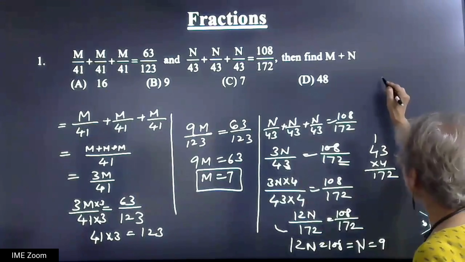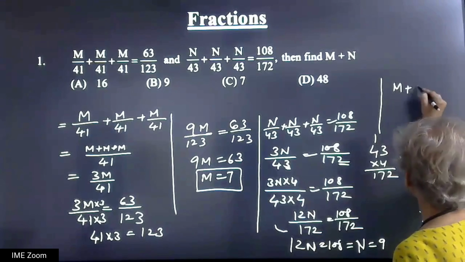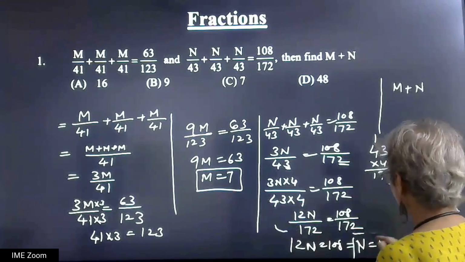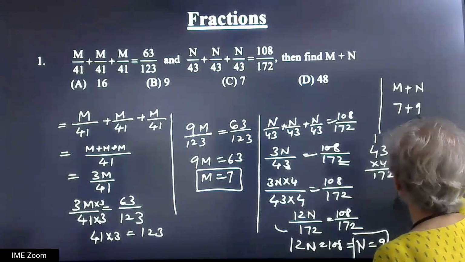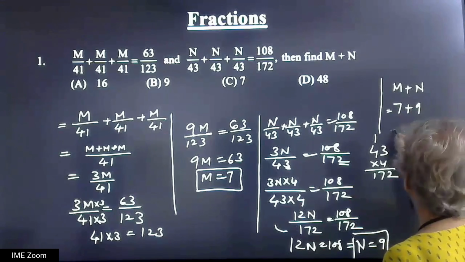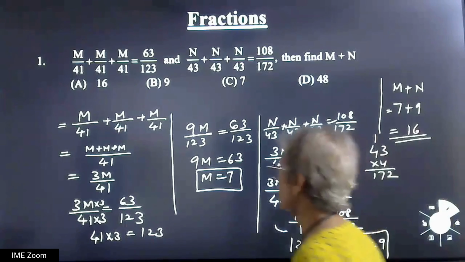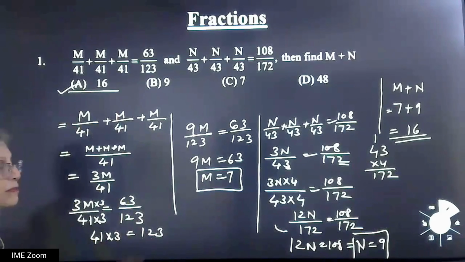Let us do here. Just look here: m plus n, because our question is to find the value of m plus n. Our m was 7 and n is 9, and therefore the answer is 16. Where is the answer 16? Here it is. So option A is the answer.